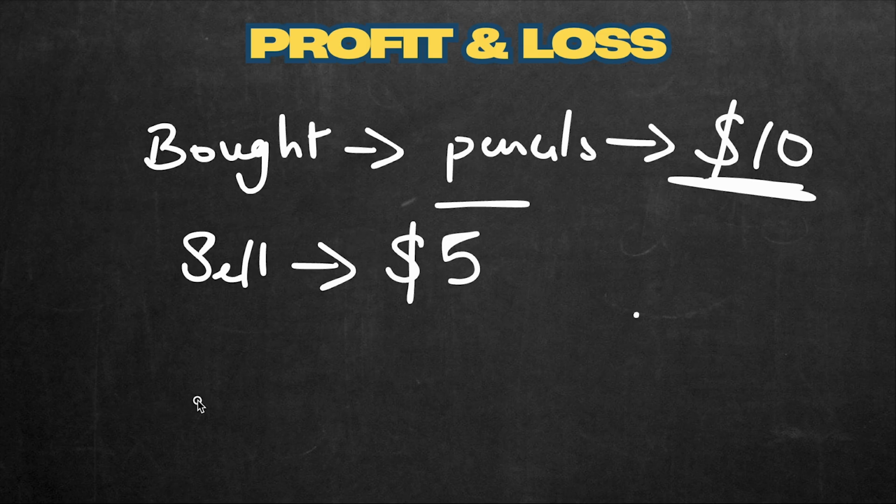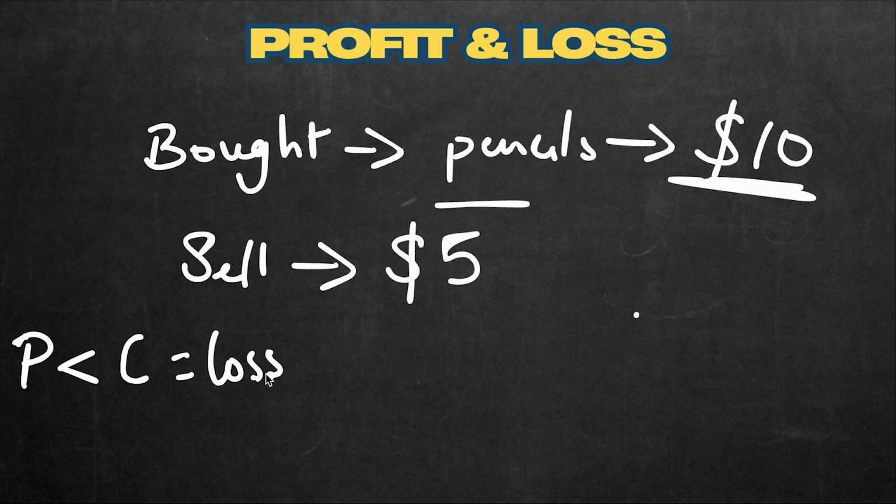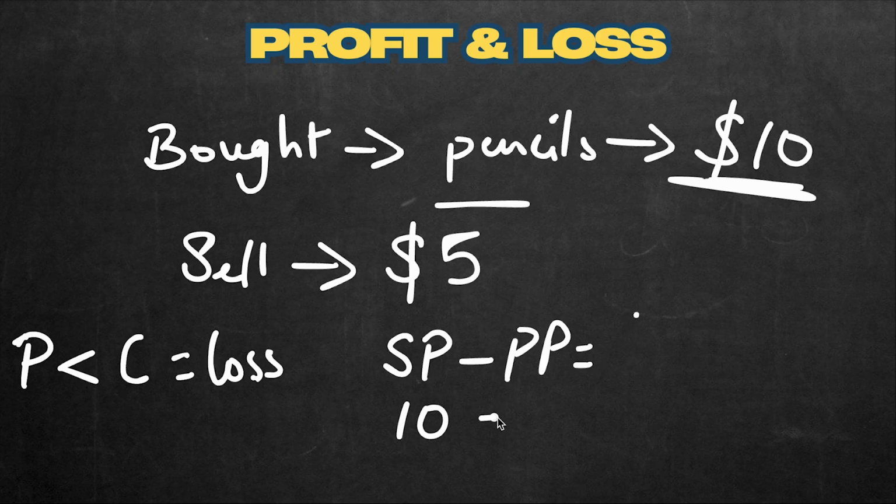So now is it a profit or a loss? Now it's a loss. Why is it a loss? Because selling price is less than the cost or the purchasing price. So it is a loss, right? And how much is the loss? To find loss, you can use the same formula, selling price minus purchasing price. If the answer is in minus, it's a loss. So selling price was 5 and purchasing price was 10. So there is a loss.